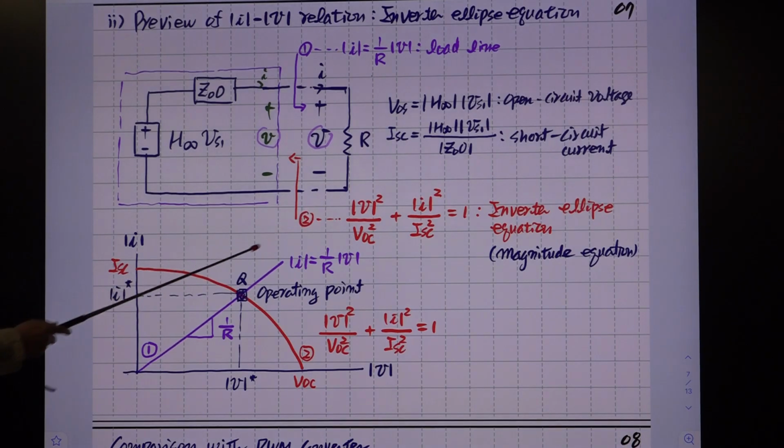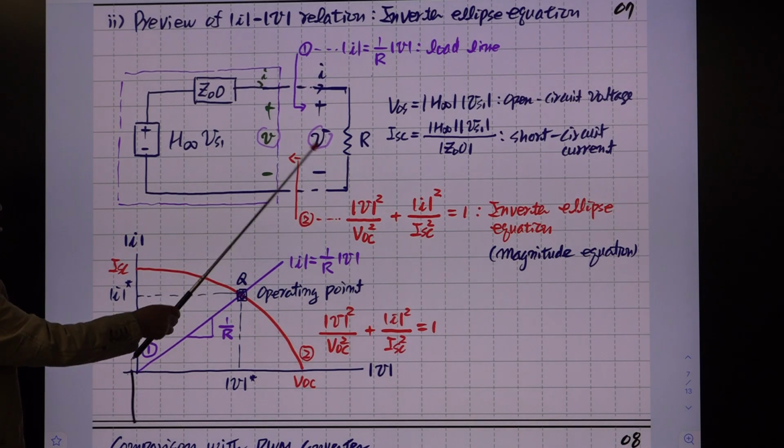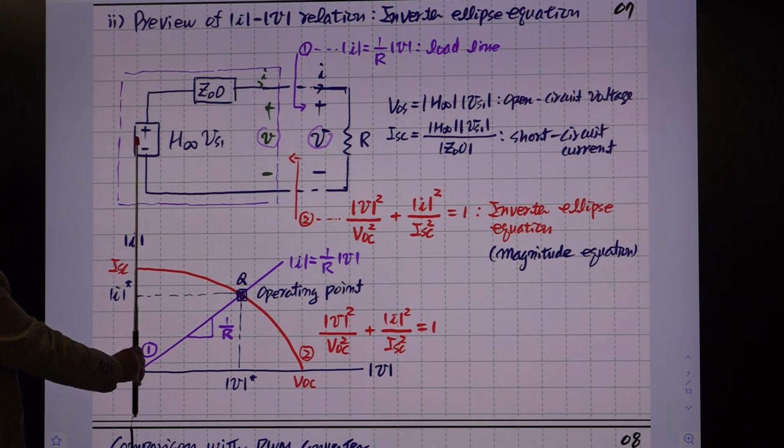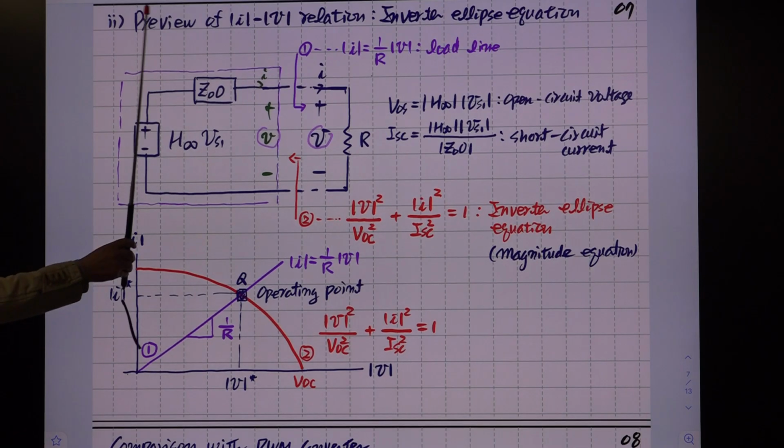I plot that equation here. The x-axis is the magnitude of this voltage, and the y-axis is the magnitude of this current. So I draw the ellipse curve. The meaning of this is, for the given operational condition, the operating point can be this point. It starts out at 0. If R is 0, then the operating point is here, and the point moves along this ellipse curve, and this becomes infinity. The point will arrive at this point. In the middle, you have a certain value of R.